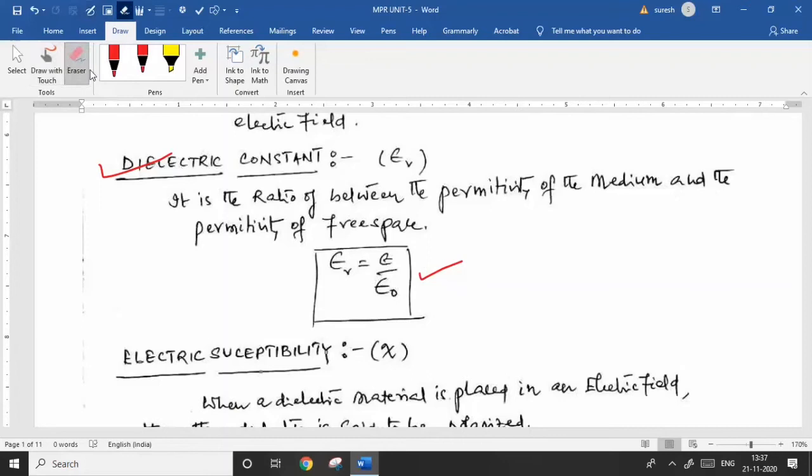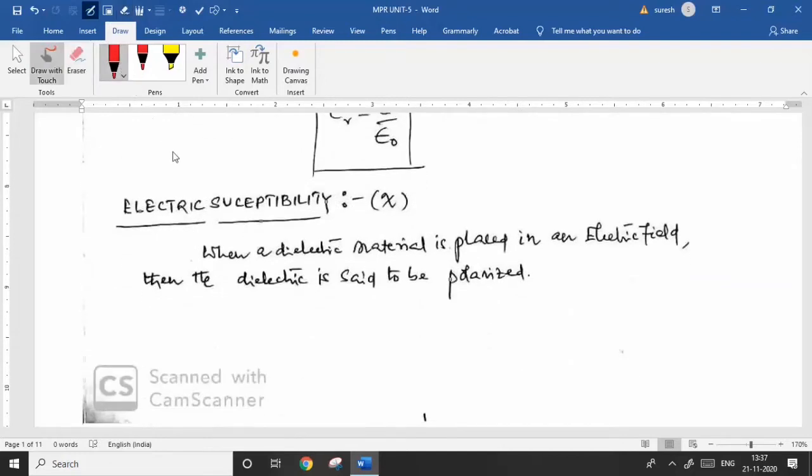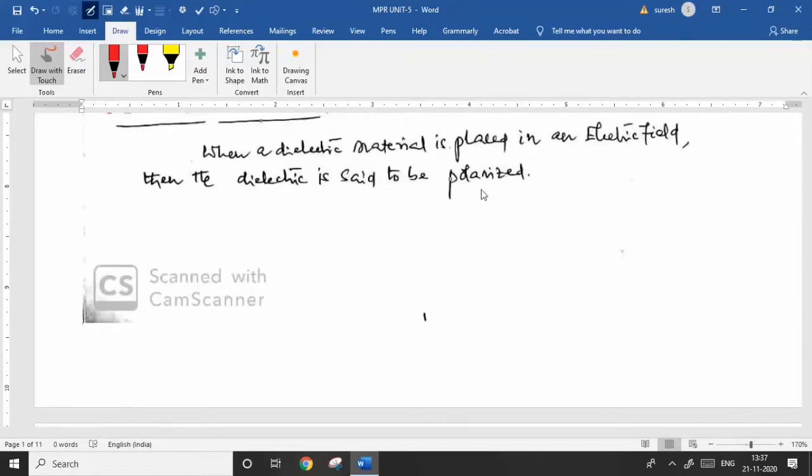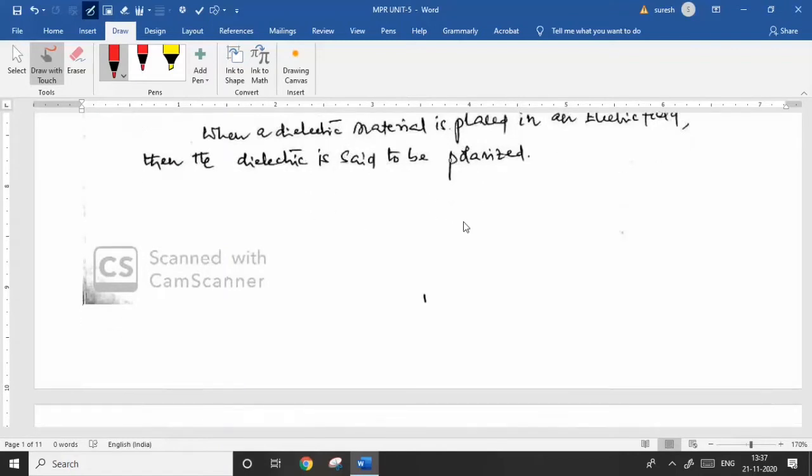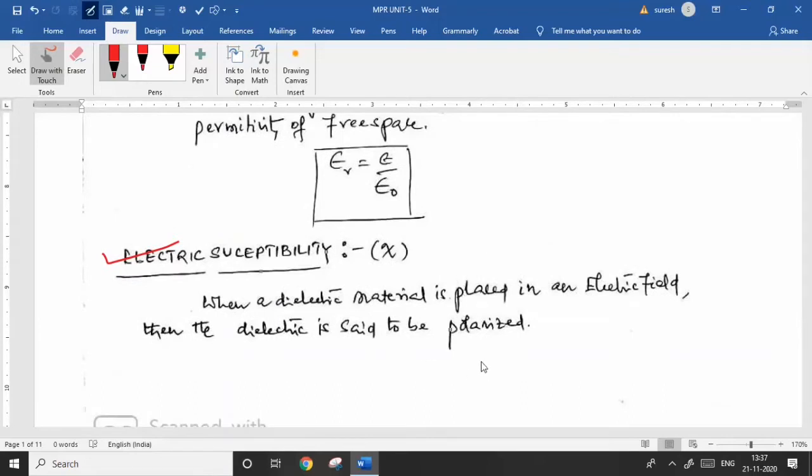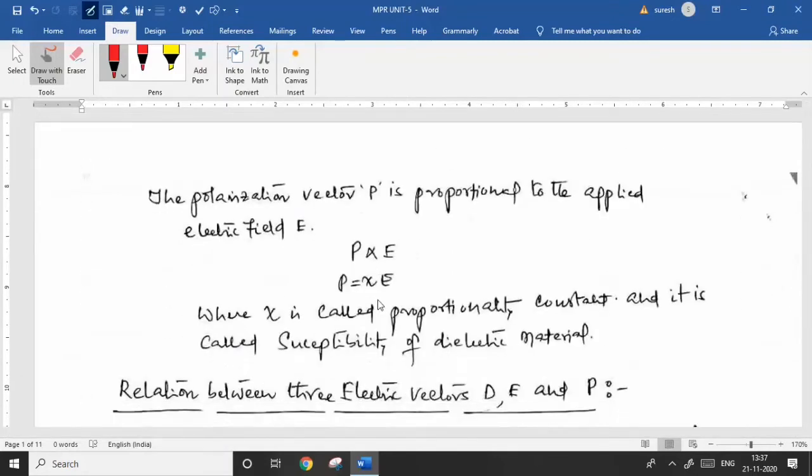After completing this, my dear students, we take the fourth definition, which is called electric susceptibility, denoted by Xi. When a dielectric material is placed in an electric field, the dielectric is said to be polarized. So, when do we say that a dielectric substance is polarized? Whenever you bring a dielectric material and put it in an electric field, the dielectric is going to be polarized. That means there are two vectors. The first vector is the polarization vector, denoted by P, and it is proportional to the applied electric field E. Strictly speaking, P is a vector quantity called polarization, and E is also a vector quantity, named electric field intensity.